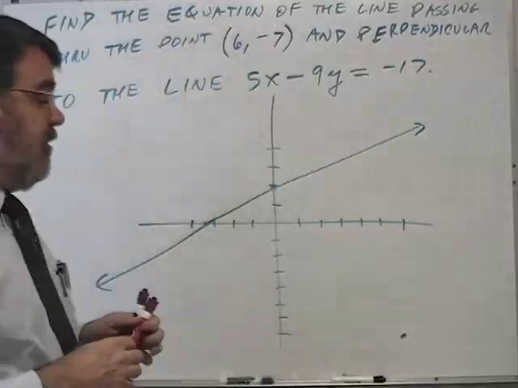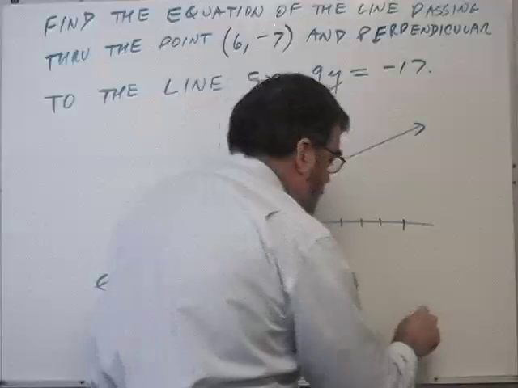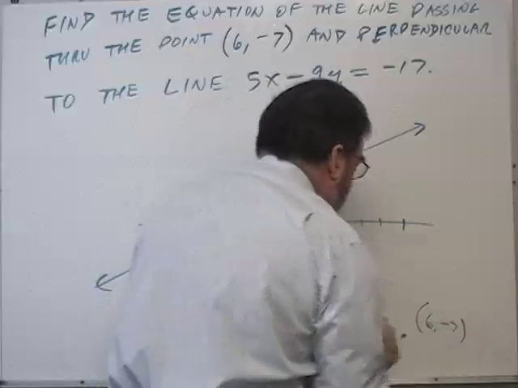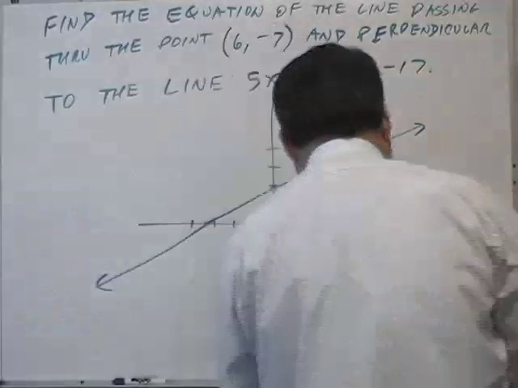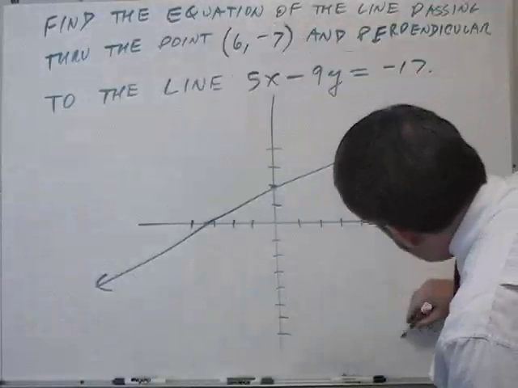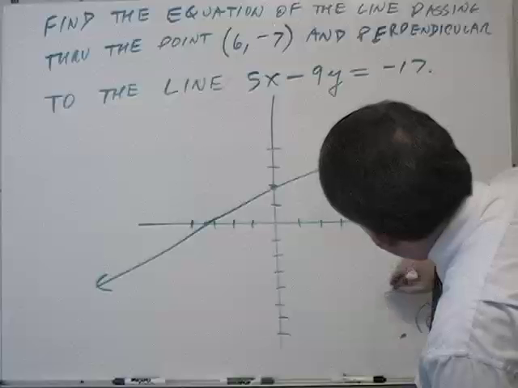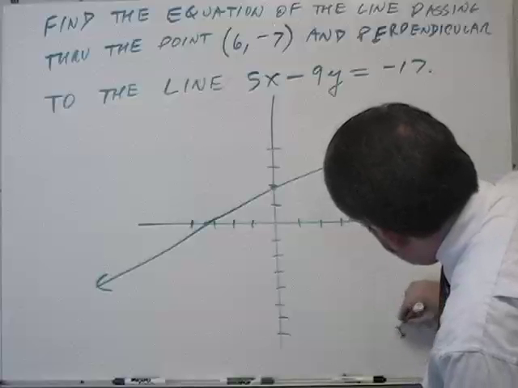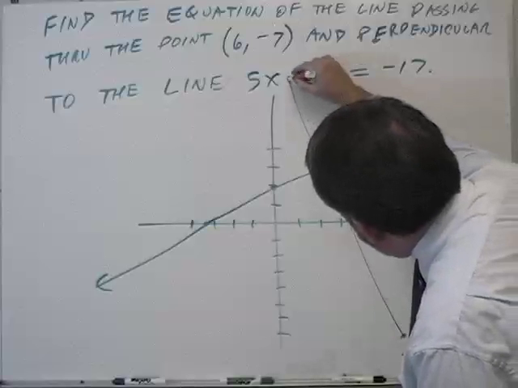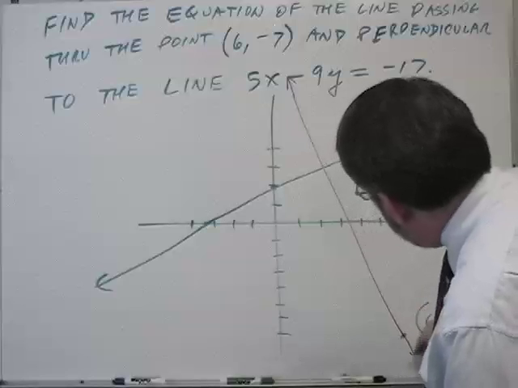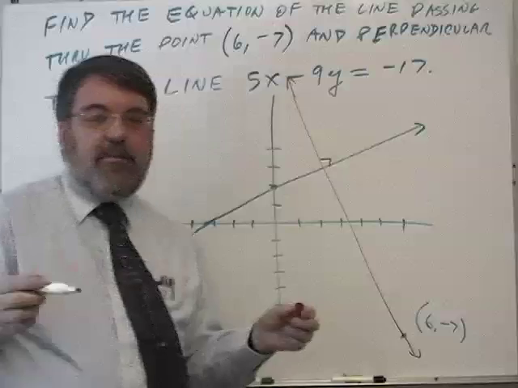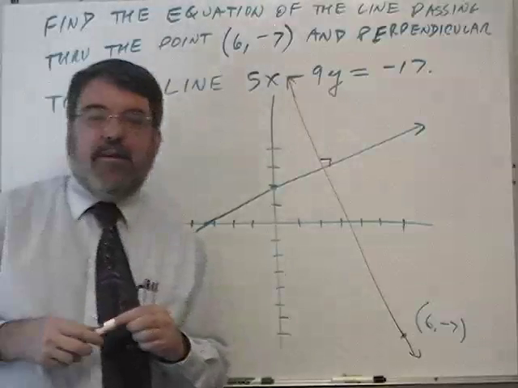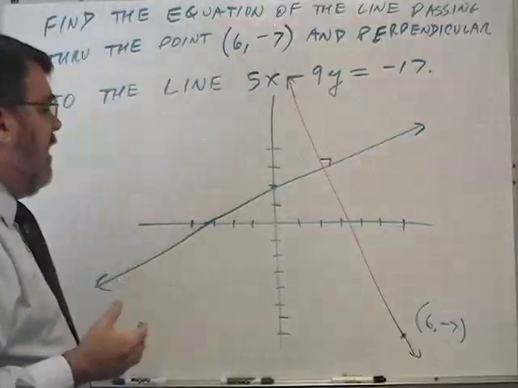The line I'm looking for crosses through (6, -7). It runs perpendicular, so let me see if I can get on top of this and estimate a perpendicular line. Oh, about like that, maybe. Okay. This will be a little better on graph paper with a straight edge, but we're just getting an idea.